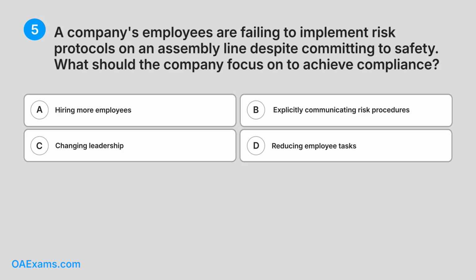5. A company's employees are failing to implement risk protocols on an assembly line despite committing to safety. What should the company focus on to achieve compliance? A. Hiring more employees. B. Explicitly communicating risk procedures. C. Changing leadership. D. Reducing employee tasks. What do you think is the answer?